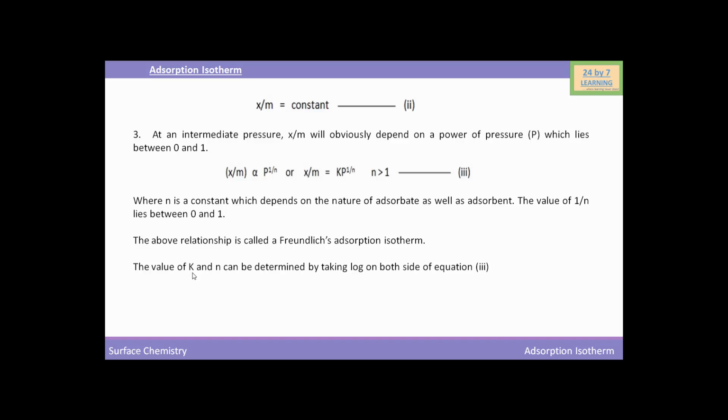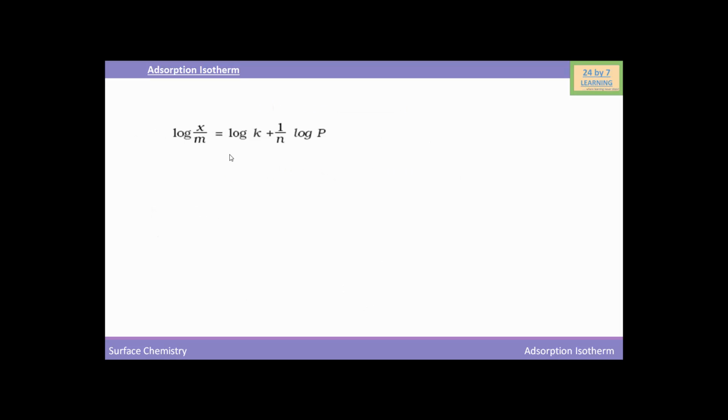So, the values of k and n can be determined by taking log on both sides of the third equation. This equation after taking log can be written as log x by m is equal to log k plus 1 by n log p. If we compare this equation with the equation of a straight line, we can put log x by m on the y-axis and log p on the x-axis. Here m is the slope and c is the intercept.